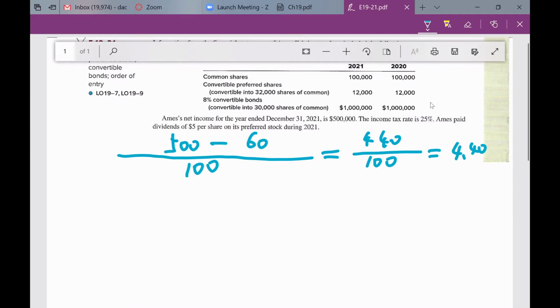When we work on the diluted, we have two convertible securities, right? One is convertible preferred stock, one is convertible bonds. The order is important. When we have two convertible securities, you don't want to add them at the same time. First, we want to know which one is going to have the higher effect on the diluted earnings per share.